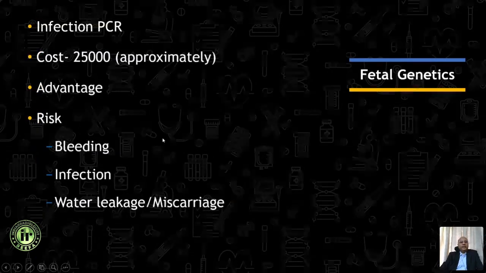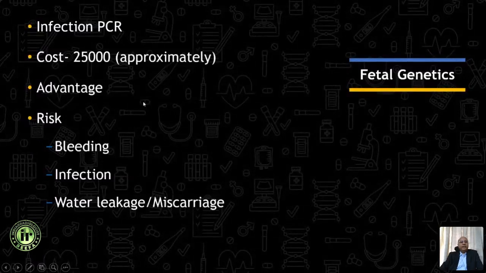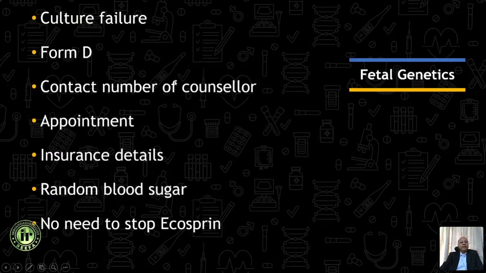The cost of the test, the advantage of doing the test, and risks have to be explained, especially bleeding, water leakage, miscarriage, infection. The rate of miscarriage has to be clearly explained. Culture failure and non-availability of karyotype report have to be pre-informed to the patient.